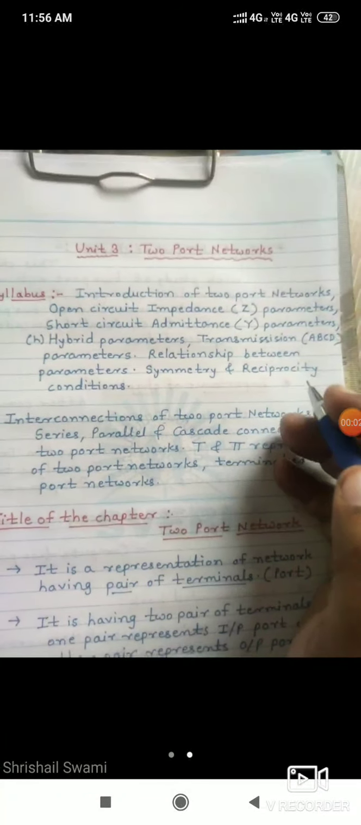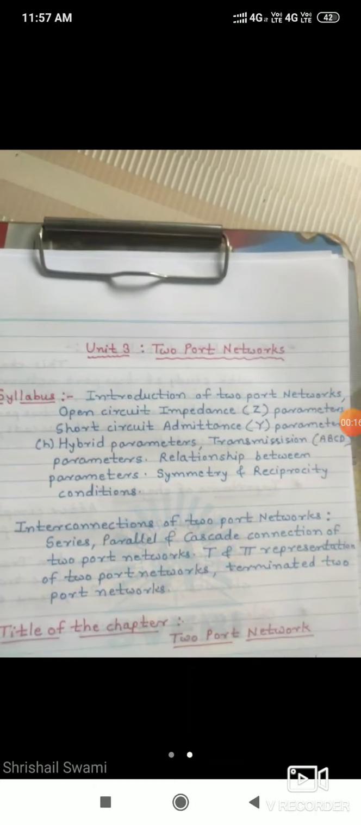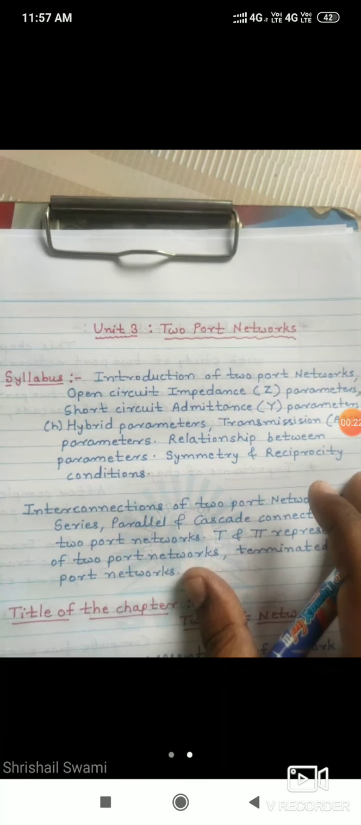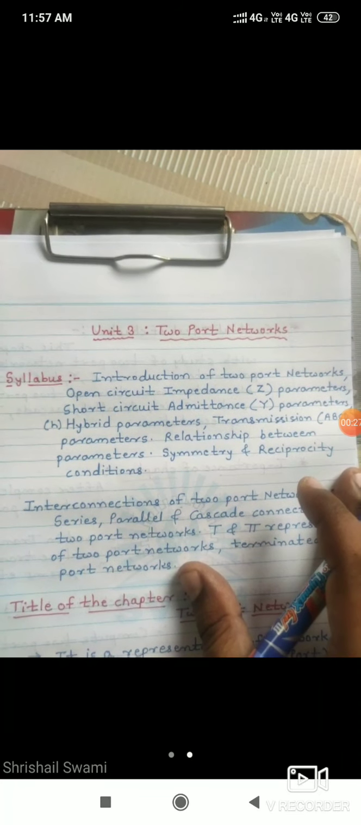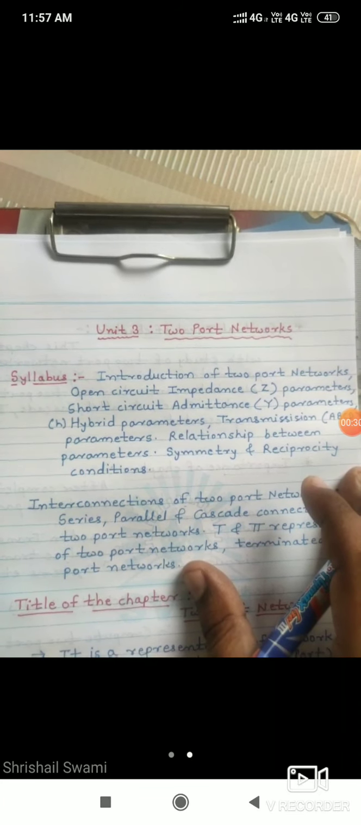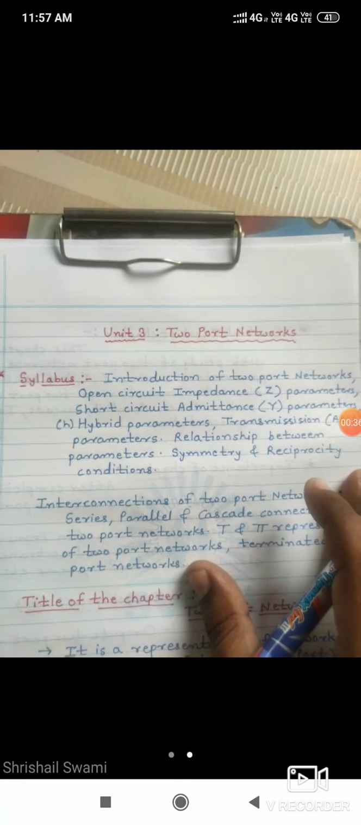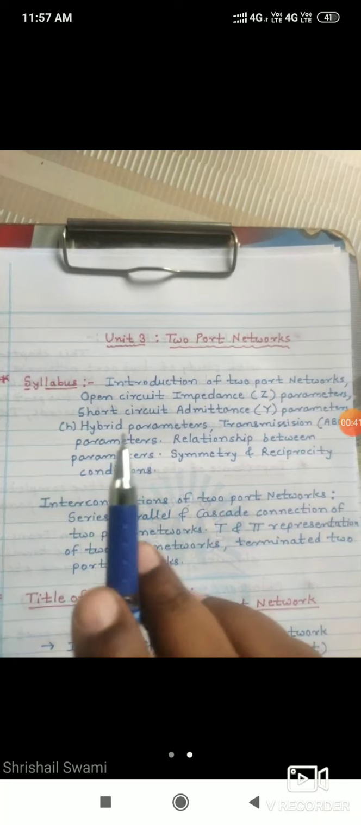Good morning, everyone. Today we are going to start unit number three, that is two-port networks. This unit has a very important weightage in the university question paper and exam. This chapter also has good weightage in competitive examinations like the GATE exam and public sector examinations. In some core-related industry interviews, they also ask questions based on two-port networks. So this is a very important chapter from all angles.